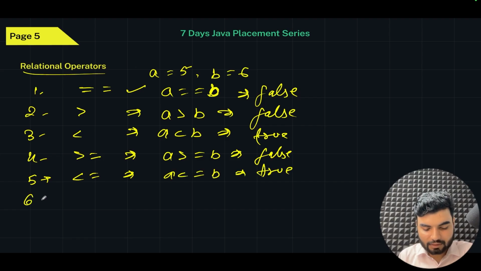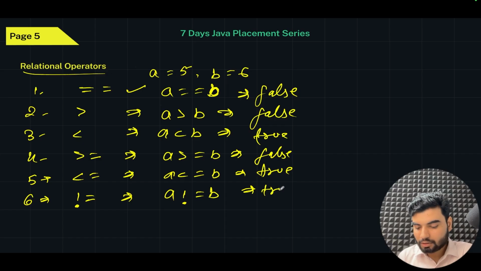And again, sixth, what else can I have? Not equals to. If I write a not equals to b, the answer is true. Yes, they are not equal. So that's what we are doing, a comparison.